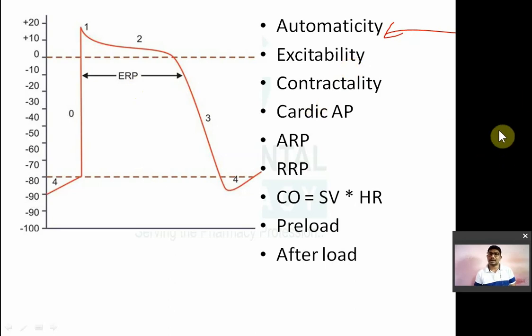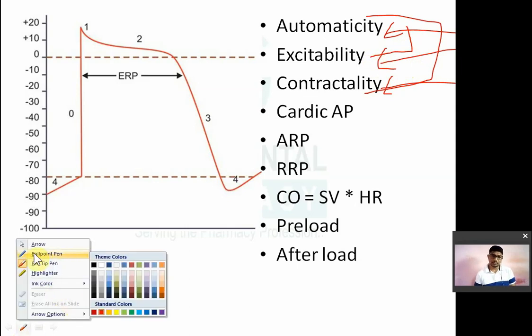That is automaticity. There is another kind of cell in the heart responsible for contractility, meaning contraction after the stimulus. This stimulus is generated by the SA node and AV node and transmitted to the myocardial cells, which are responsible for the contraction. Then excitability: excitability means the cell undergoes depolarization upon an impulse. When an impulse reaches a particular cell, it undergoes depolarization and excitation. That is known as excitability.